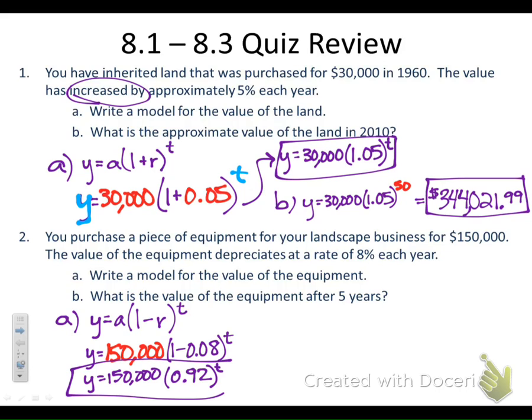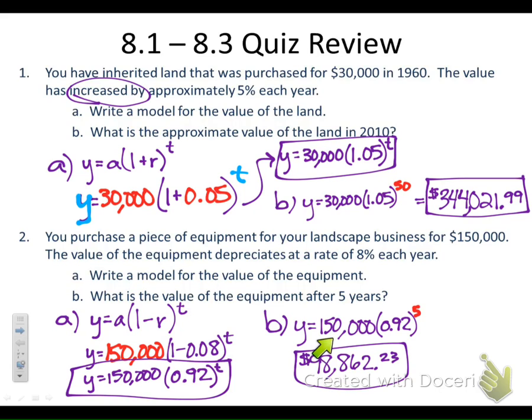This is my model. I cannot distribute that $150,000. I can't stress that enough. We cannot distribute that. That 0.92 is being raised to a variable. So then we're ready for the second piece of the problem. We're going to use our model to find the value of the equipment after 5 years. So let's see. Ooh, this piece of equipment that you bought was $150,000, and then all of a sudden 5 years later you sell it possibly for $98,000. That stinks. But pieces of equipment, when you use it, you lose the money.